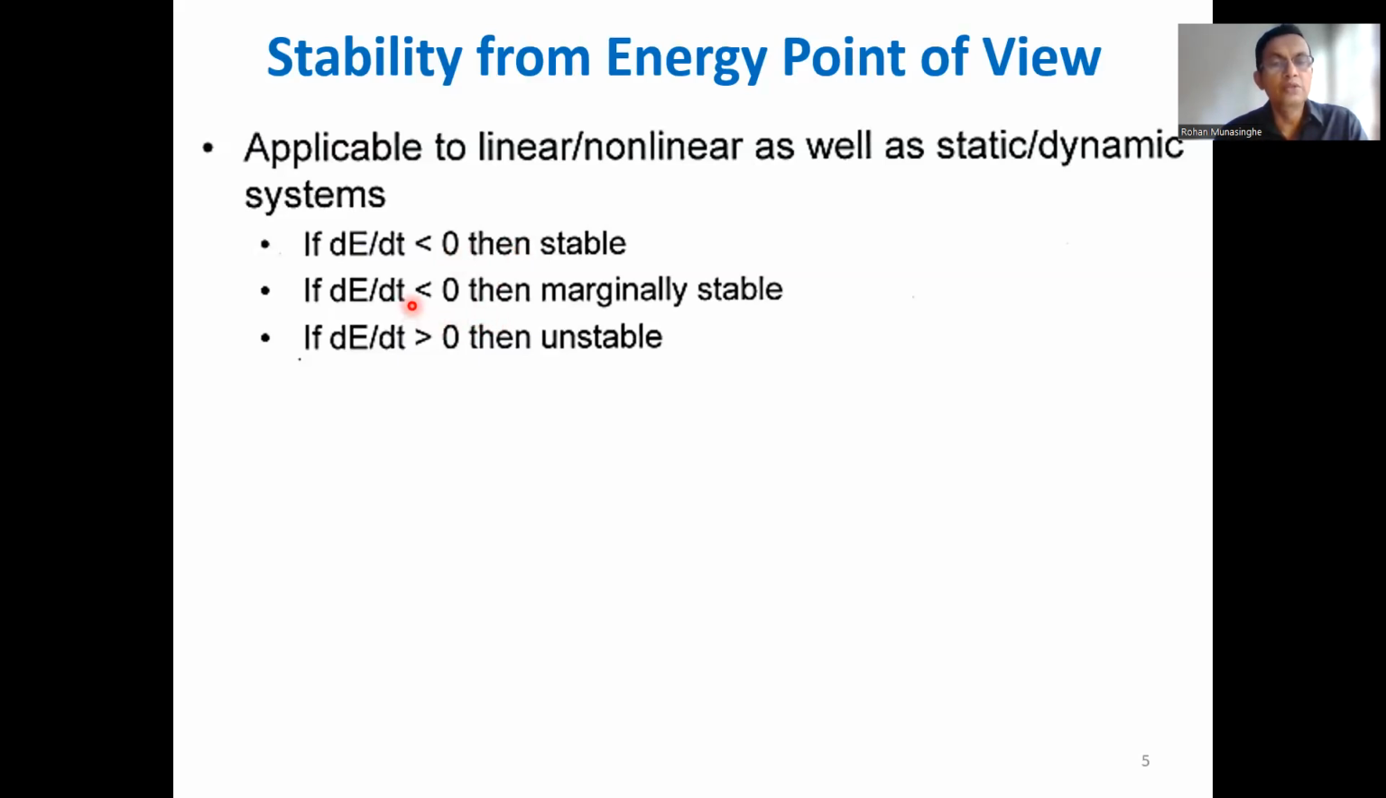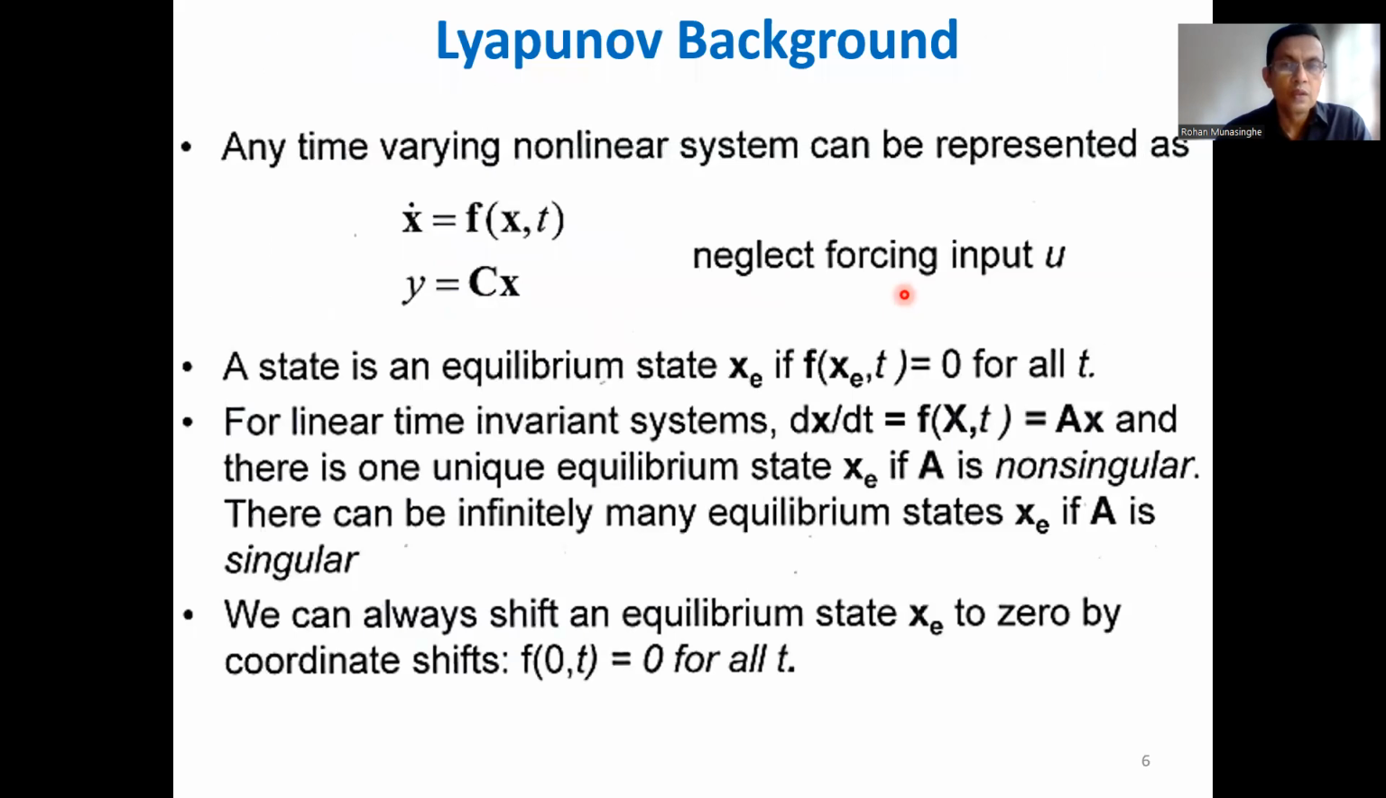Then this should be equal to zero, dE by dt equal to zero, then it is marginally stable, which means the accumulated energy neither increases nor decreases. It keeps the same energy at all times. It's marginally stable.